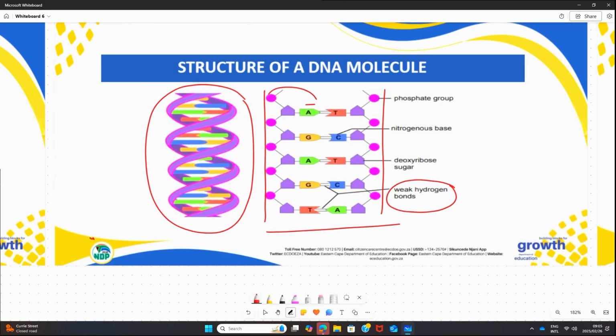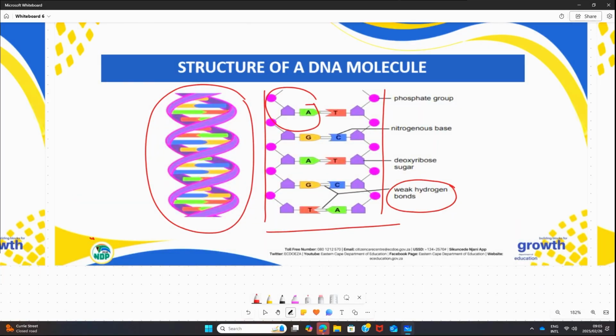Between adenine and thymine, there is a weak hydrogen bond. Between guanine and cytosine, there is a weak hydrogen bond. Now, as we conclude on the structure of the DNA molecule, learners need to know that first of all, it is a double helix, and it is a double-stranded molecule that has got these strands joined by the weak hydrogen bonds, and it has got the monomers of it, which are called the nucleotides.